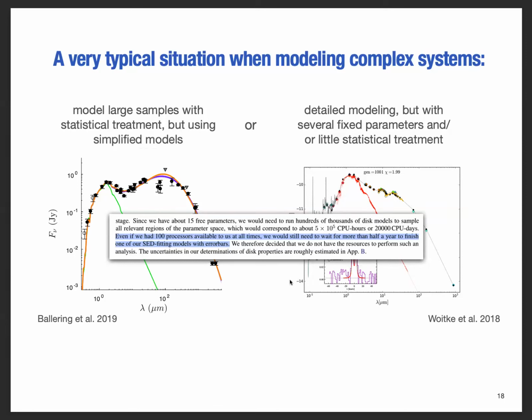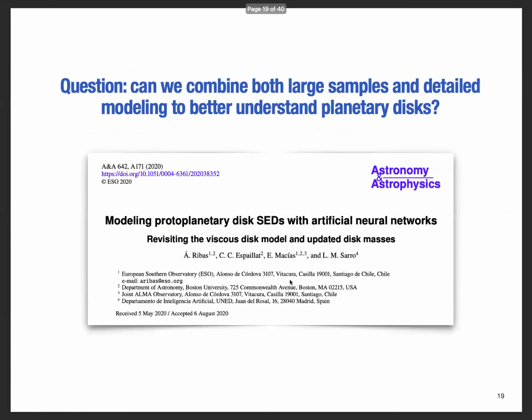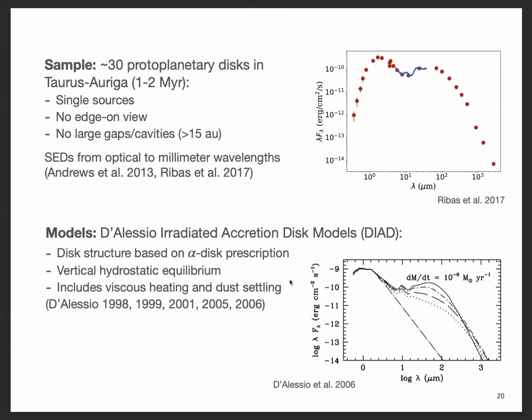And so we read that and still thought, let's try. And so that was the point of this paper. We were going to try to model SEDs of protoplanetary disks, a decent sample of protoplanetary disks, without losing detailed models. So our sample was 30 protoplanetary disks in the region of Taurus, which is 1 to 2 million years old. That's the type of data we had.